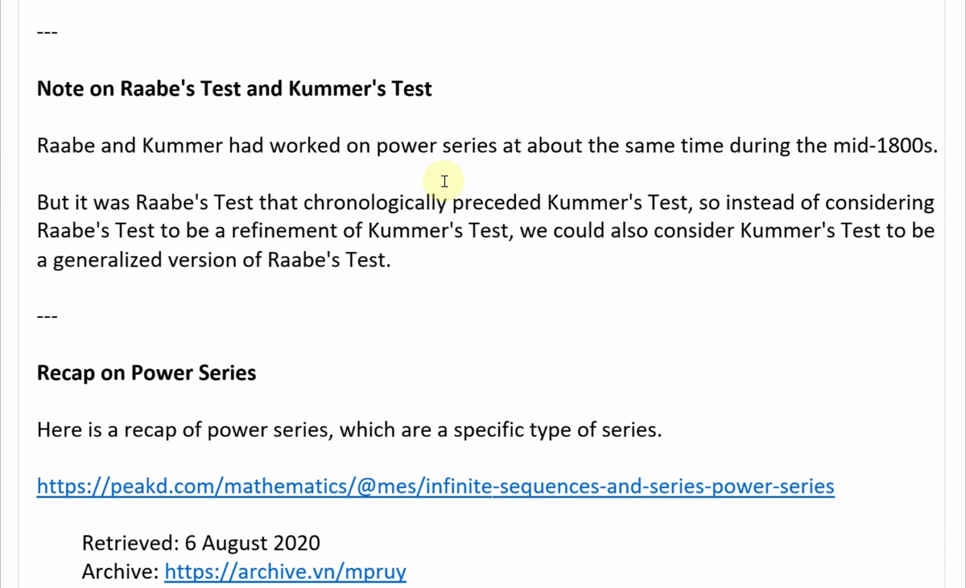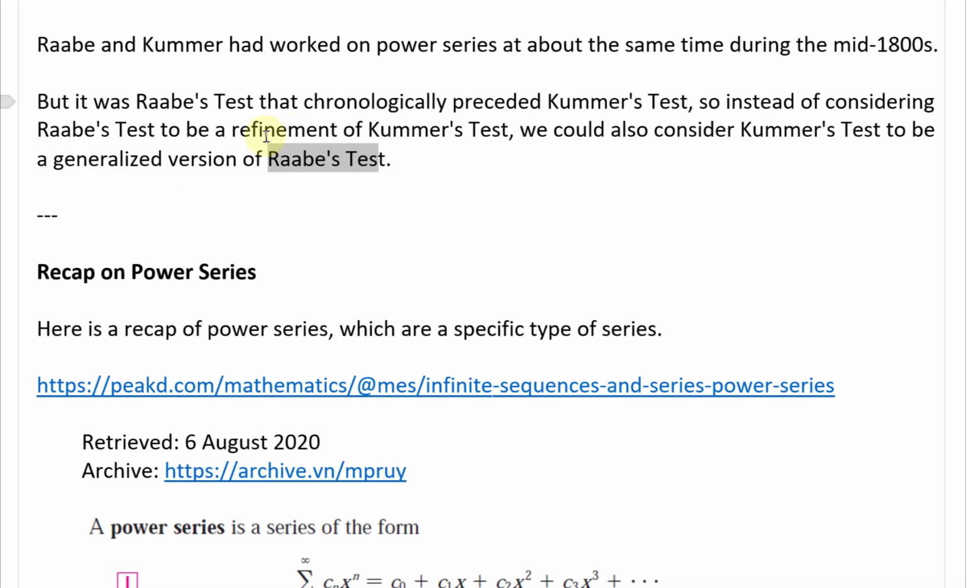And so lastly, a note on Raabe's test and Kummer's test. Raabe and Kummer worked on power series at about the same time during the mid-1800s, but it was Raabe's test that chronologically preceded Kummer's test. So instead of considering Raabe's test a refinement of Kummer's test, we could also consider Kummer's test a generalized version of Raabe's test. Raabe's test is a specific case of Kummer's test where Bn is equal to n, but according to mainstream history it preceded Kummer's test. Either way, you can view Raabe's test as a refinement or specific case of Kummer's test, or, since chronologically it came first, view Kummer's test as its generalization.